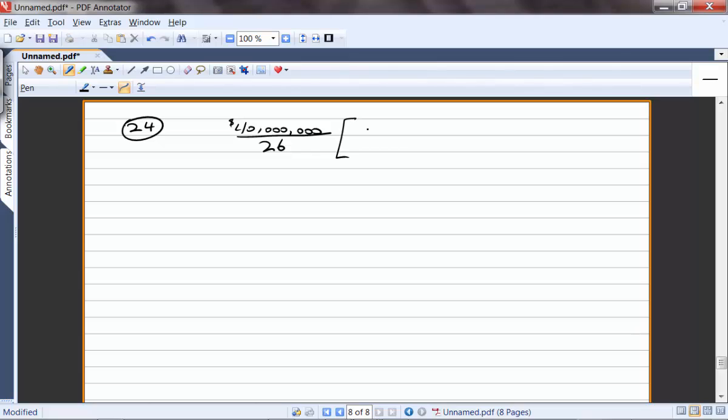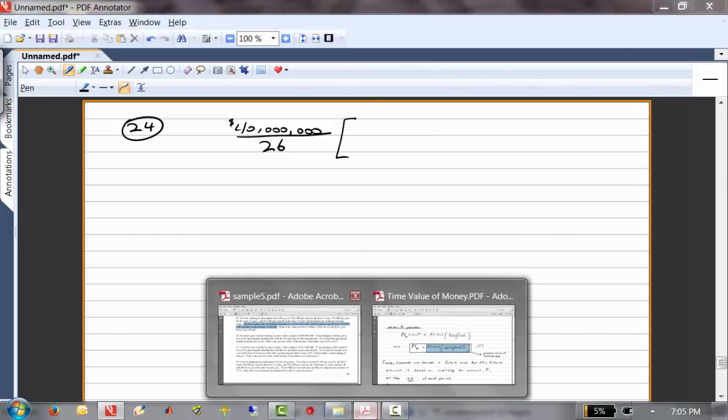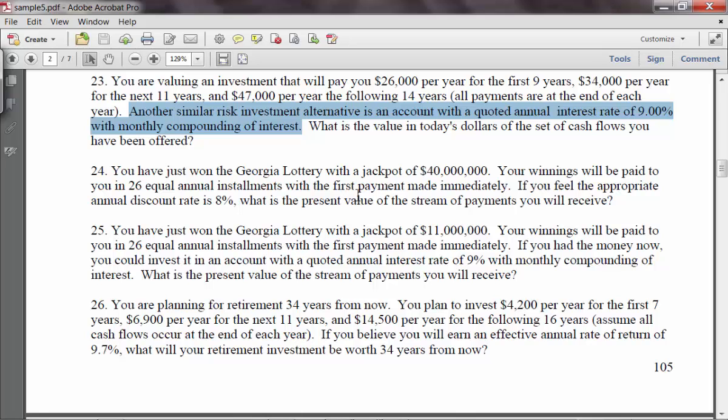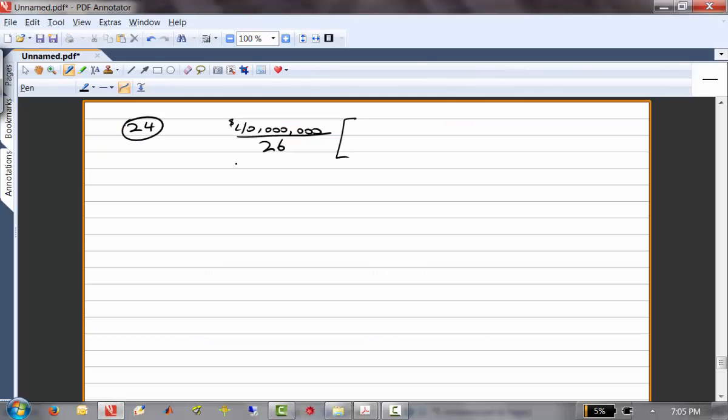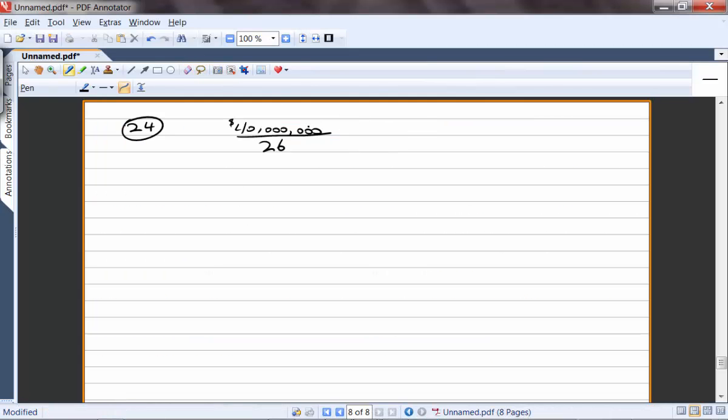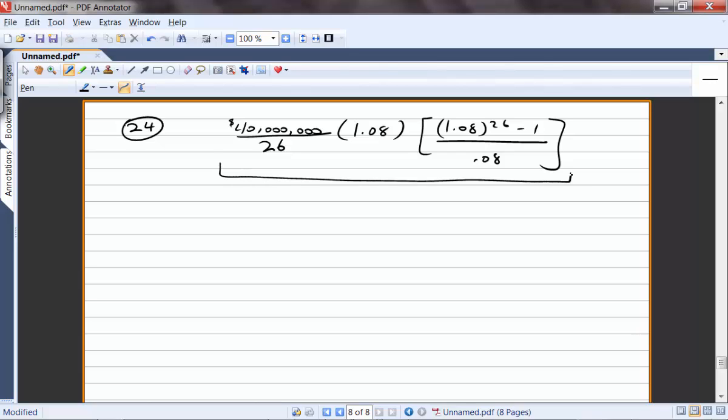And what would that annuity be worth at the end of the 26 years? Are payments made at the beginning of the year? Yeah, the first payment is made immediately. So payments are made at the beginning of every period. We could take 40 million divided by 26 and invest it, getting 1.08 times (1.08 to the 26 minus 1) over 0.08. Interest compounds annually. At the end of the 26 years, that annuity would be worth that much. All right?